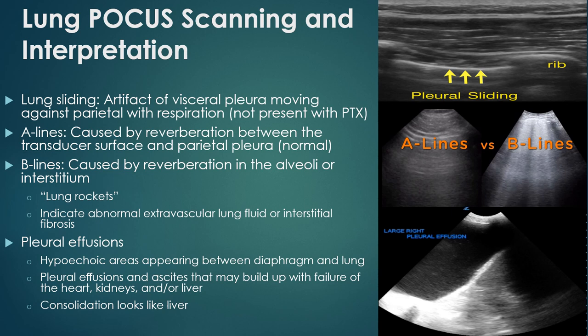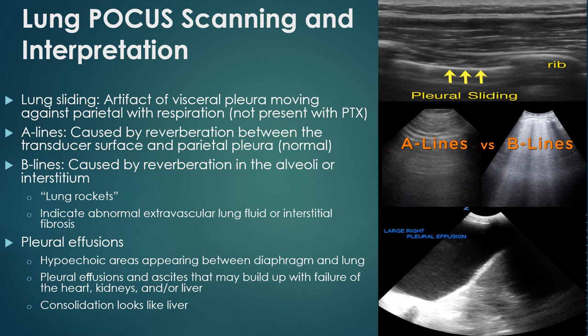So let's talk about lung point of care ultrasound scanning and interpretation. Just a few of the definitions. Lung sliding is the artifact of visceral pleura moving against parietal pleura with respiration. You don't see it with pneumothorax, and you don't see it with right endobronchial intubation.